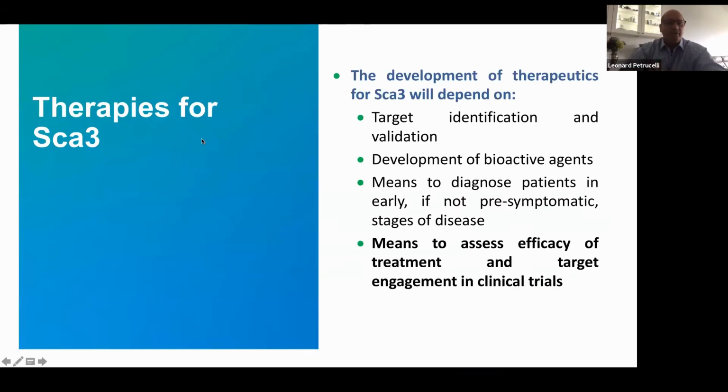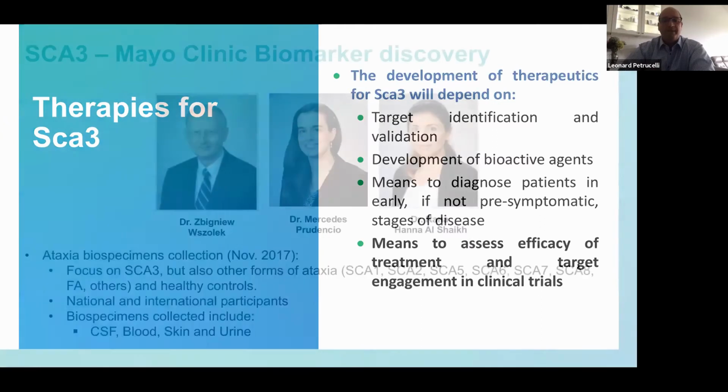And so I think that everyone can appreciate that, as therapies for SCA3 are really emerging, what would be some of the criteria that would be necessary to really facilitate the development of these therapies? So target identification and validation, development of bioactive agents, means to diagnose patients in early, if not pre-symptomatic stage of the diseases. And similar to our ALS and FTD work, could we have a marker that would be able to assess the efficacy of treatment and the target engagement in clinical trials, especially for those that are RNA-based?